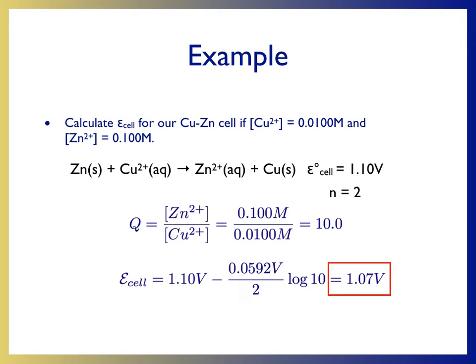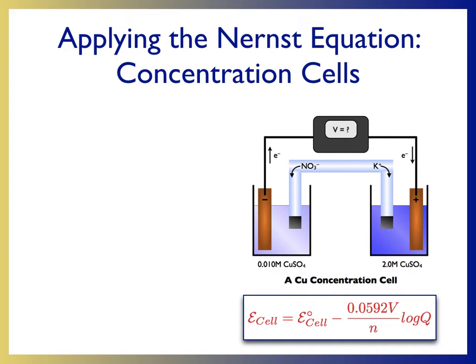The Nernst equation has several interesting applications. First of all, you could actually make a galvanic cell using the same half reactions, as long as you do not use similar concentrations. This is referred to as a concentration cell.